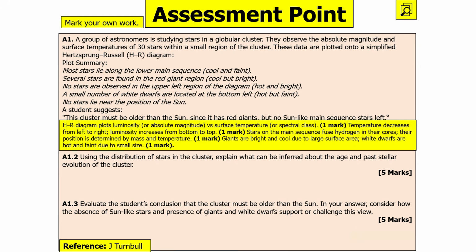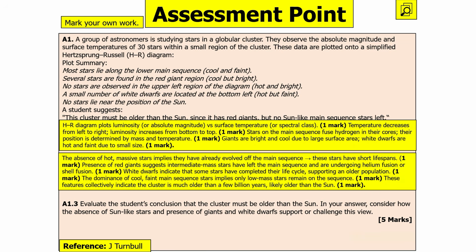Right, the Hertzsprung-Russell diagram plots luminosity or absolute magnitude against surface temperature or spectral class. The temperature decreases from left to right, and the luminosity increases from bottom to top. Stars on the main sequence fuse hydrogen in their cores. Their position is determined by their mass and temperature. Giants are bright and cool due to the large surface area. White dwarfs are hot and faint due to their small size.